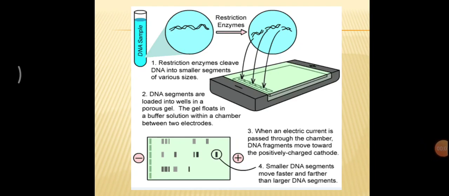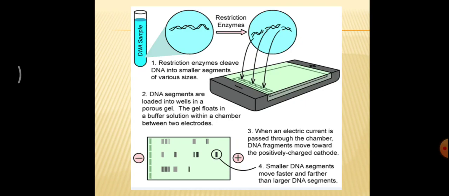Separation of biomolecules by using electrophoresis. The principle and different techniques involved we have studied in the earlier classes, and this is an example of horizontal gel electrophoresis, that is, separation of DNA fragments. So we are taking a DNA sample.